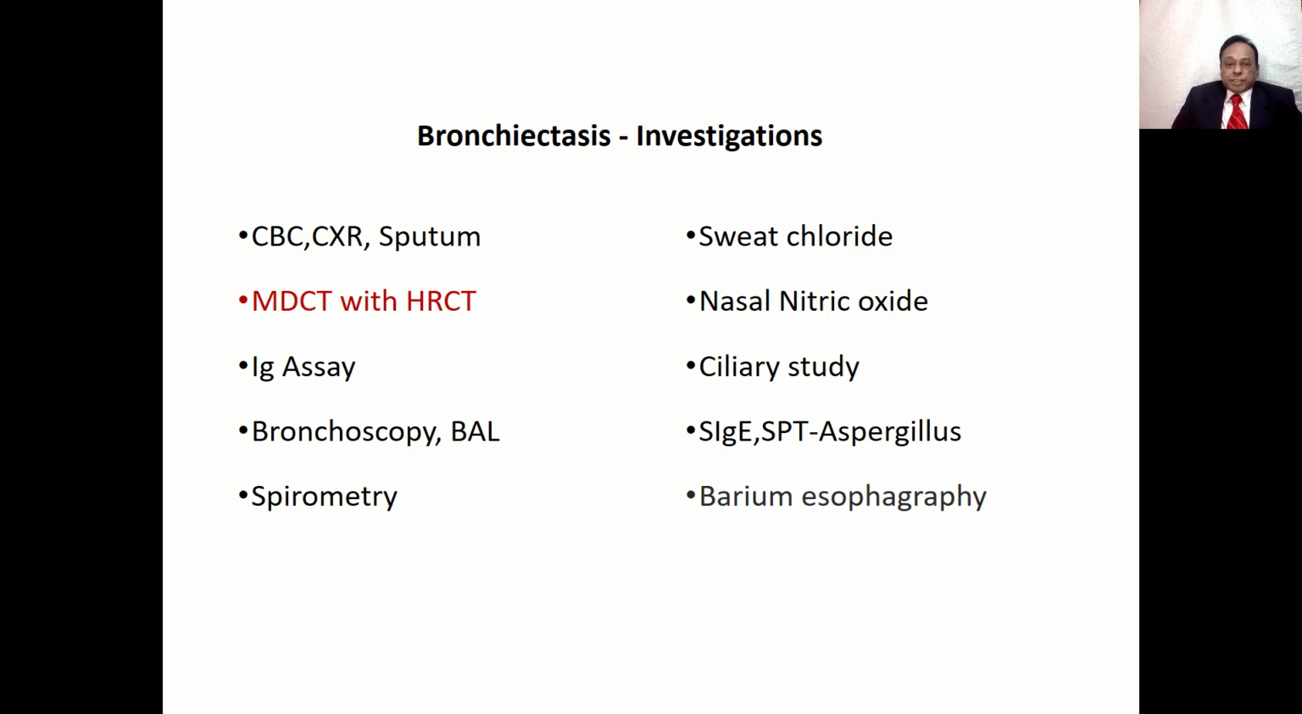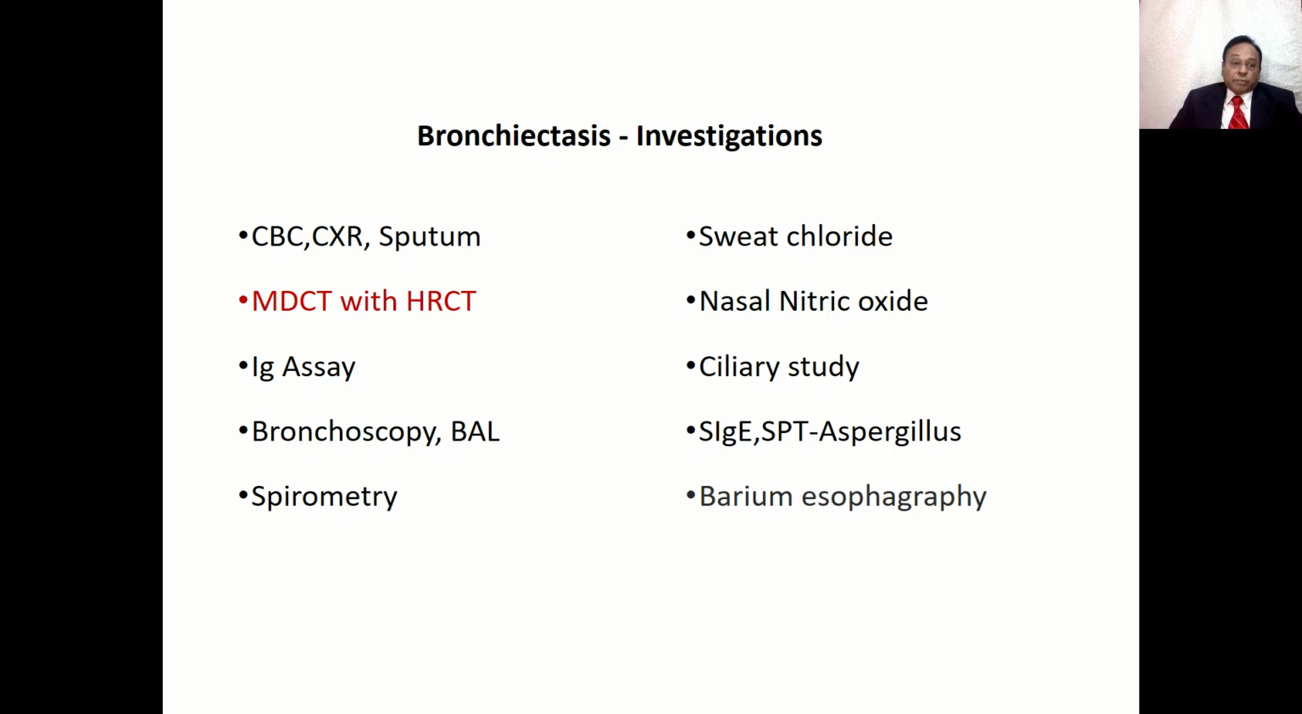Coming to the investigations, I think I have shown the investigation. Of all the investigations, the most important is MDCT with HRCT. Sometime before, I have been talking only about HRCT. Now, MDCT. What is MDCT? I am going to talk about that.